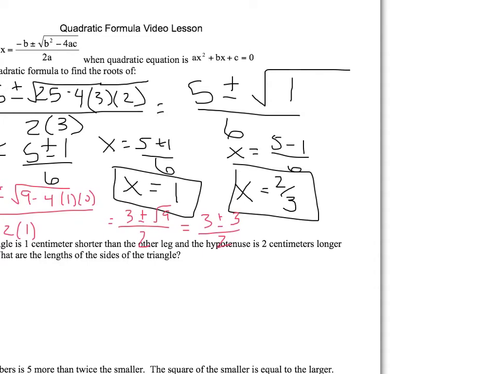We will have x equals 3 plus 3 over 2, which is 6 over 2, which is 3. Sorry, that's a 3. Let me erase and do it over.